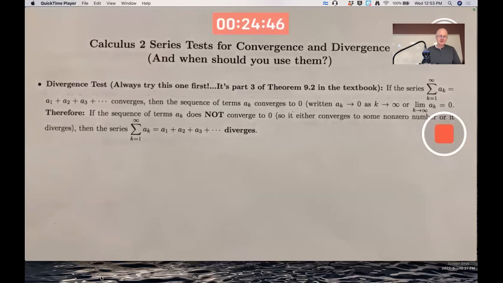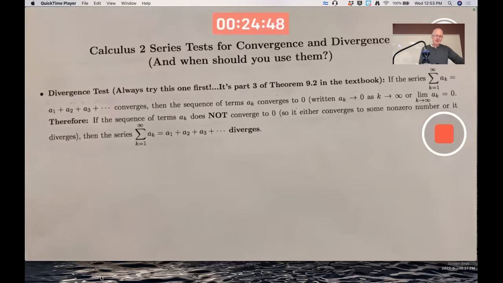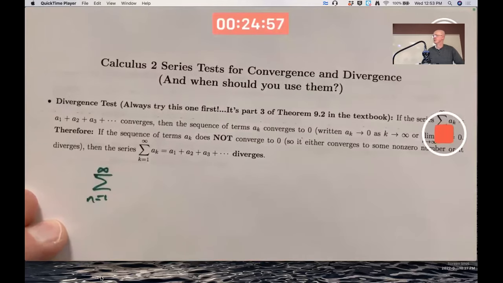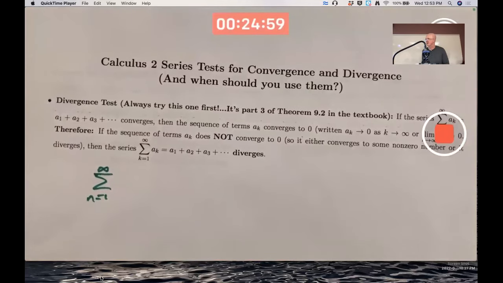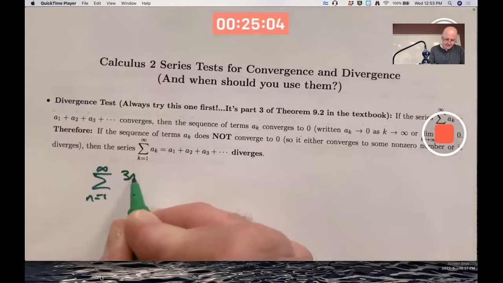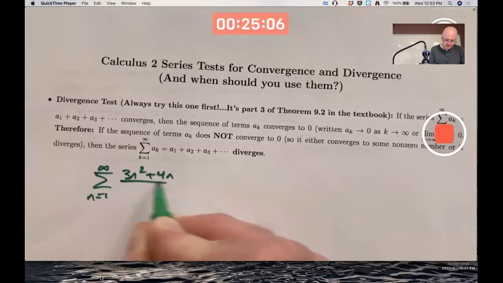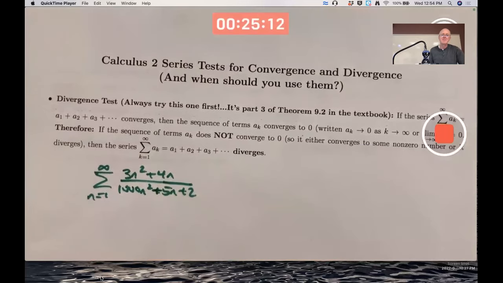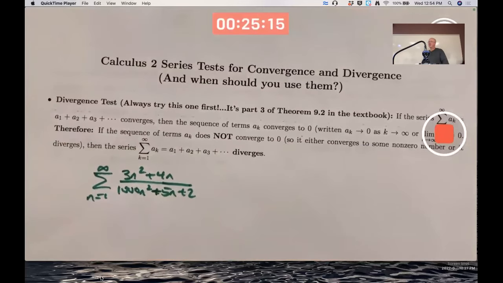And sometimes you might encounter an example that looks really hard. Say something like this, summation, n goes from 1 to infinity. I've been using k, but certainly we can use n, and the book uses n in their exercises often. Say 3n squared plus 4n all divided by 1000n squared plus 5n plus 2. Yikes, that looks really hard. Does it converge or diverge? And you look at that and say, I have no idea.